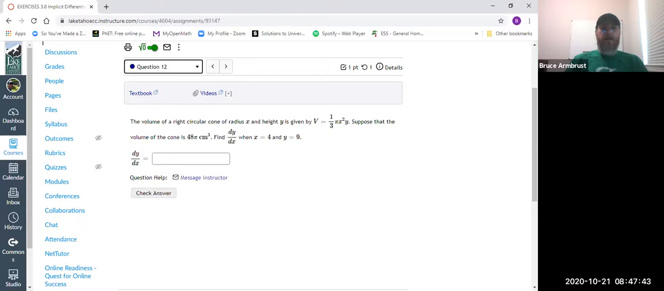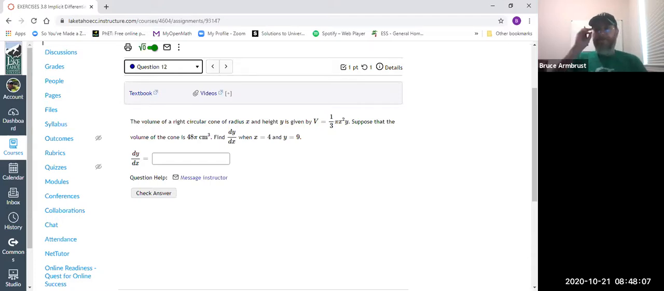All right, so it says the volume of a right circular cone of radius x and height y is given by V equals 1/3 pi x squared y. Suppose that the volume of the cone is 48 pi cubic centimeters. Find dy/dx when x is 4 and y is 9.